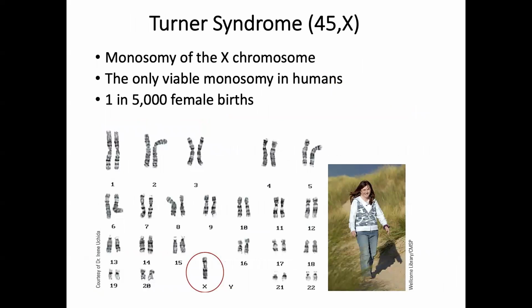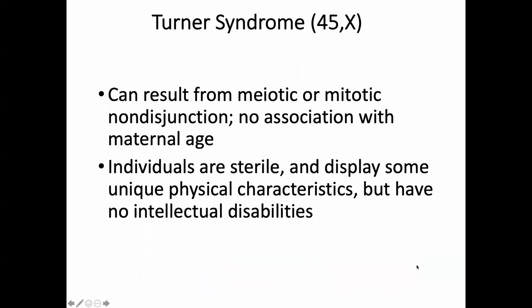This is Turner syndrome. Turner syndrome is a monosomy of the X chromosome, meaning that the affected individual is missing one X chromosome. Turner syndrome is the only viable monosomy in humans and affects 1 in 5,000 female births. The picture on the left shows the karyotype of Turner syndrome. On the right is a girl with Turner syndrome.